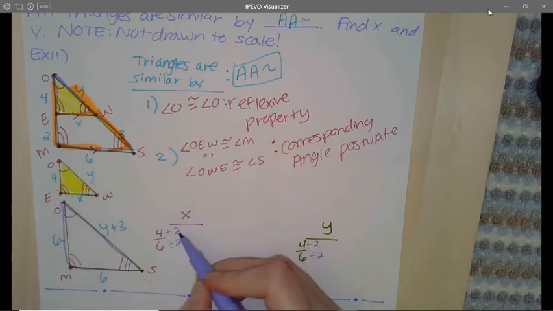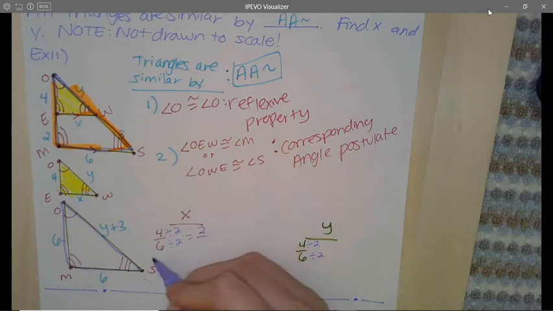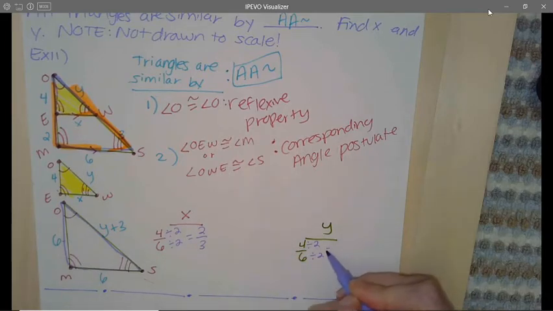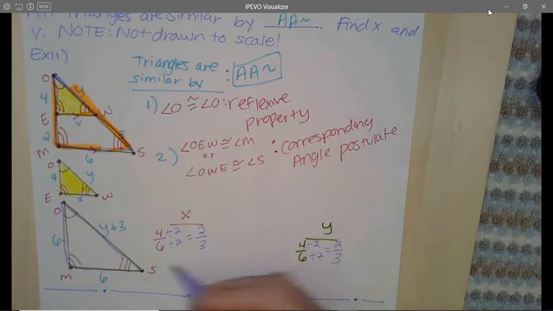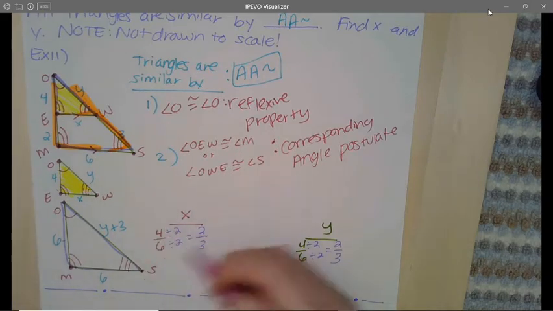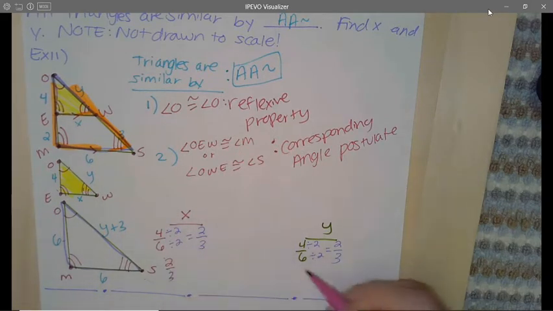So 4 divided by 2 is 2, and 6 divided by 2 is 3. Okay, so I'm going to be using the scale factor 2/3 both times when I'm trying to find x and y. Since that will reduce down to 2/3, I'm going to use that twice.